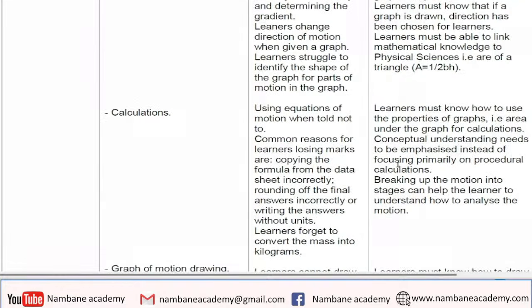Then when using equations of motion, please copy the formula as it appears. That small f there for final velocity is very, very important. That small i there is very, very important. So please write the formula as it appears in the formula sheet. And remember, if you write the formula and you do not substitute, no mark. You must at least substitute.